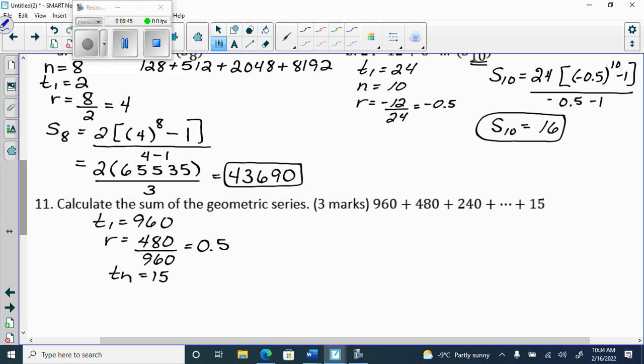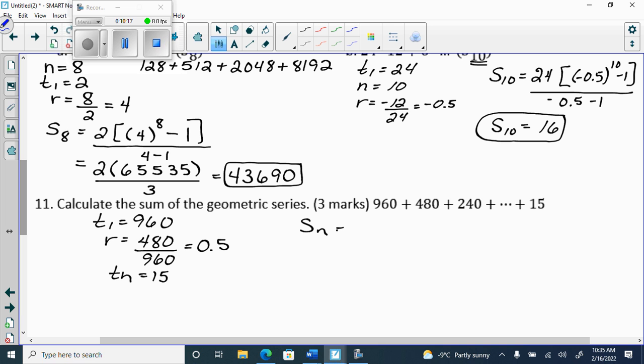Sn number 2 or Sn number 3? We know T1, R, and Tn. 2 or 3? 3, right? Because 2 you need n for. Do we know n? Do we need n? The great thing about geometric series is if you don't have n, it's not a non-negotiable. In an arithmetic series, T1 and n are non-negotiable. You have to find them if you don't have them. Okay, so we're going to use the third formula.